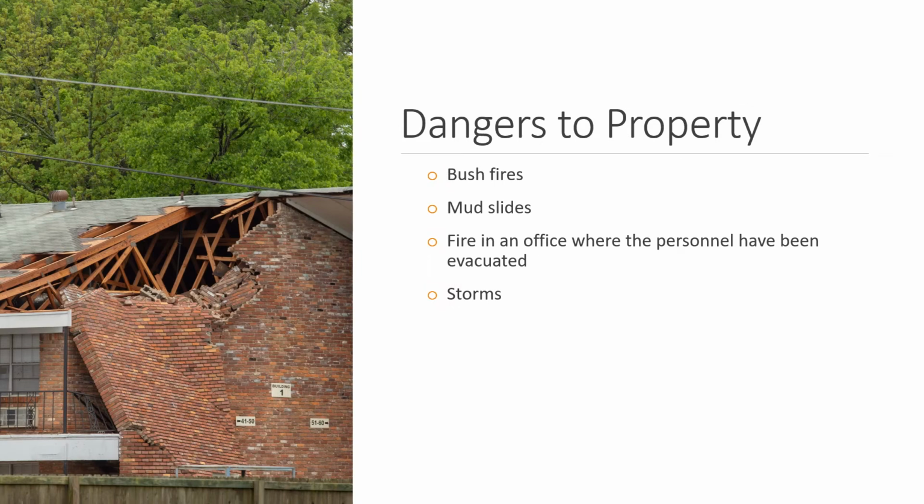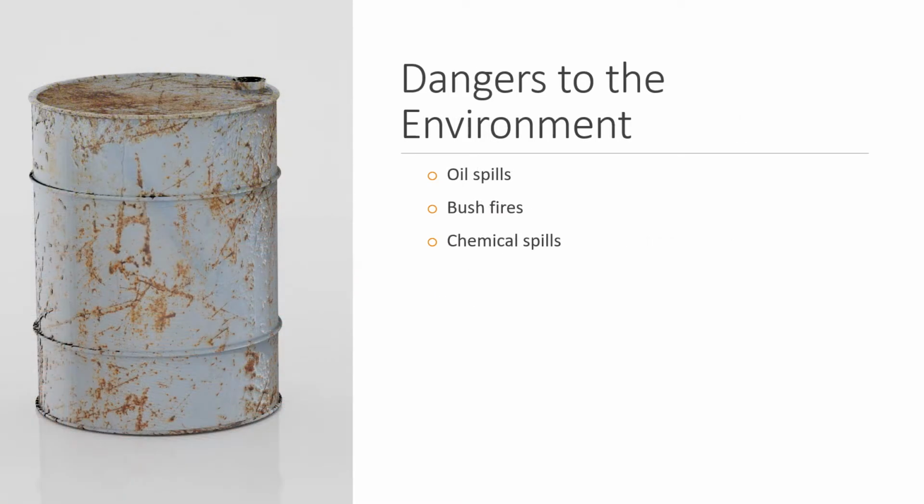Other types of emergencies that pose a danger to property can include bushfires, mudslides, fires in an office, or even storms. Emergencies that create a danger to the environment can include things like oil spills, bushfires, or even chemical spills.